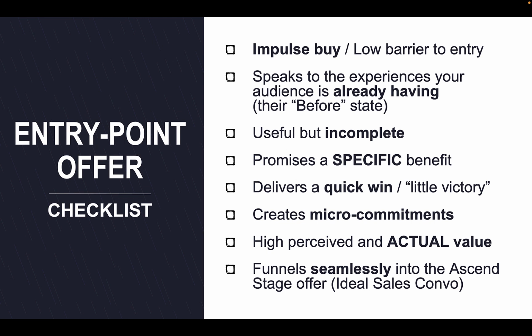So, entry point offer checklist: impulse buy, low barrier to entry. That could be a webinar or a phone call. Speaks to the experience your audience is already having, their before state. You're speaking to experiences these parents are already having. Useful but incomplete, promises a specific benefit, delivers a quick win or a little victory, creates micro commitment, creates high perceived and actual value, funnels seamlessly into the ascend stage. Print this out or copy this down because it's very important that all of these things happen before you can ask for the enrollment.